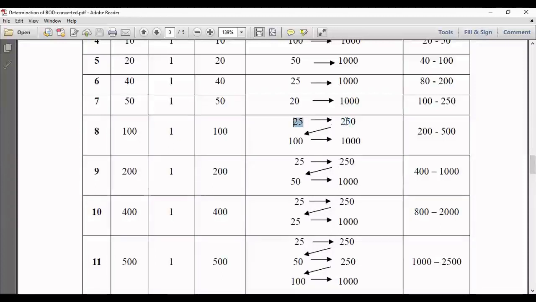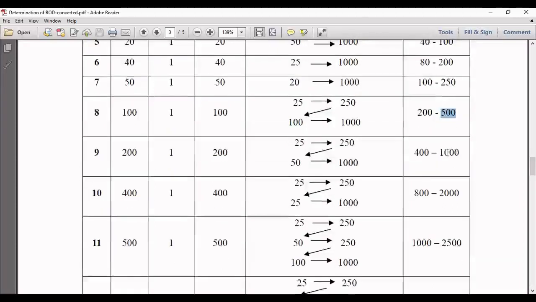So the dilution factor for the first step, that is 10, into the dilution factor for this step, which happens to be 10. So 10 into 10 is nothing but your 100, right? So what will be the range? 100 into 2, that is 200 mg per liter, which is the minimum value that I can get. And here it is 100 into 5, that is 500 mg per liter.